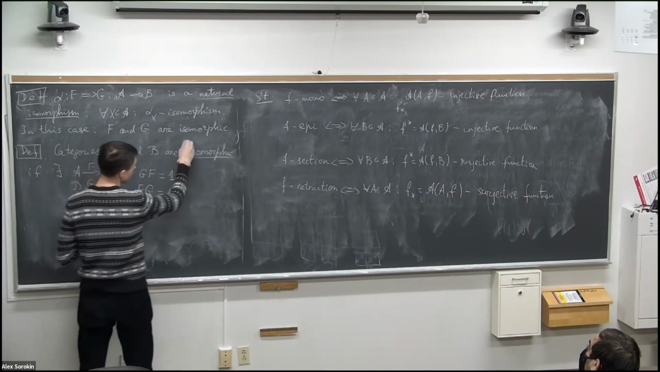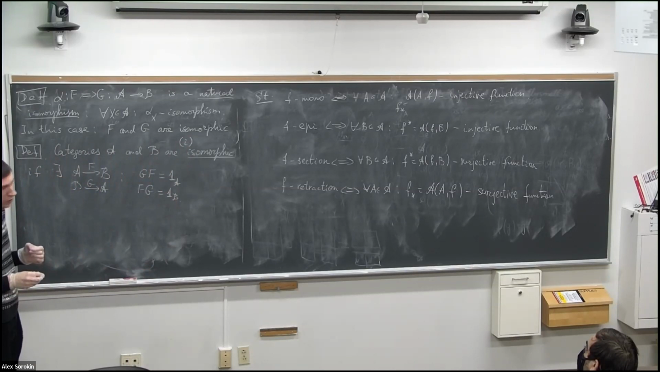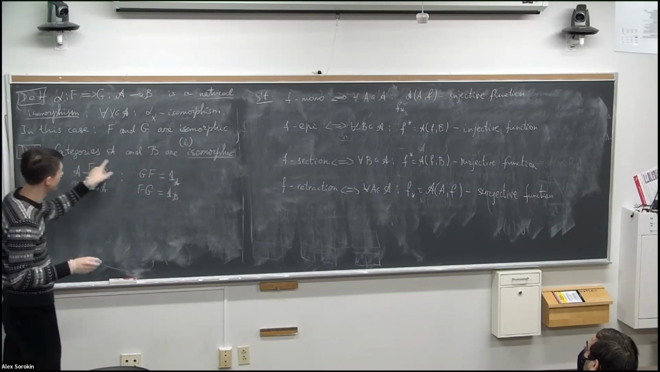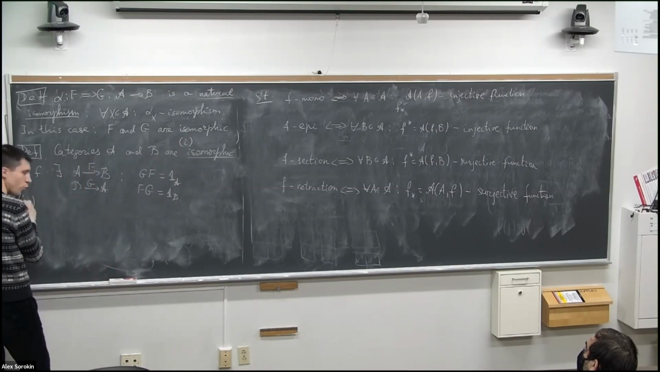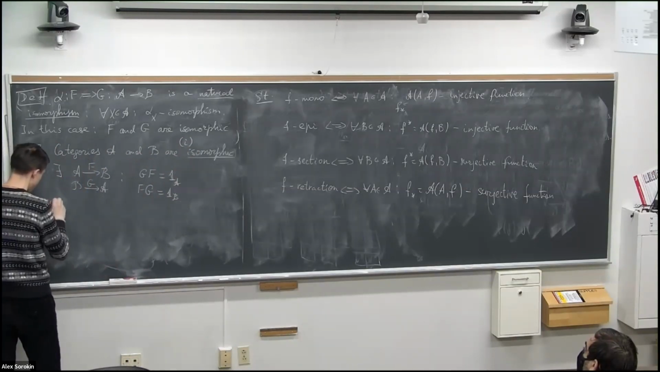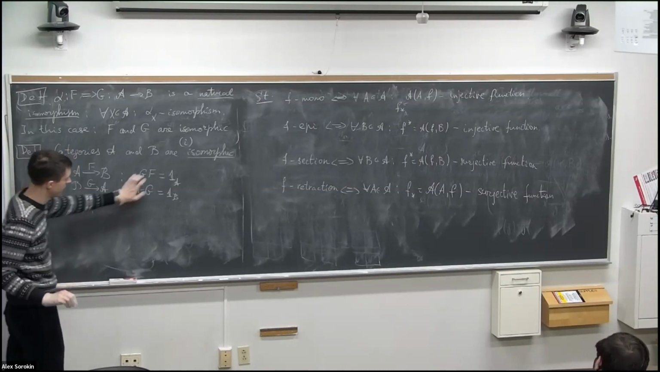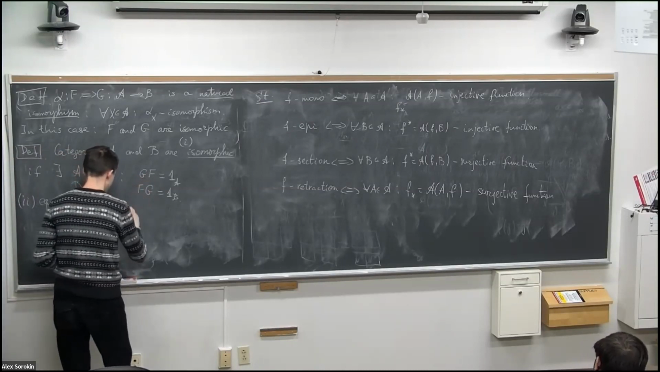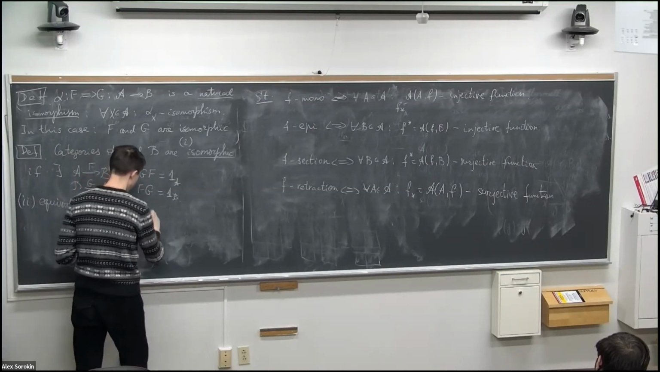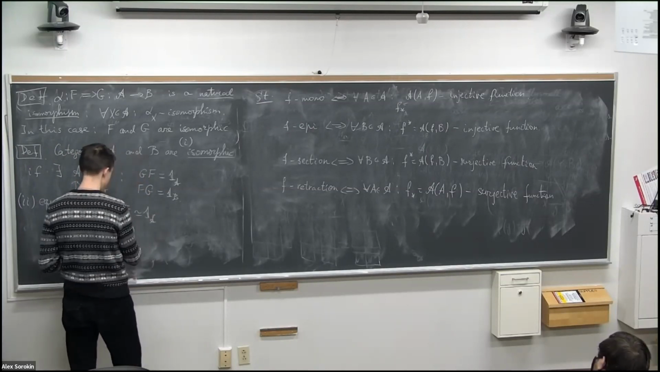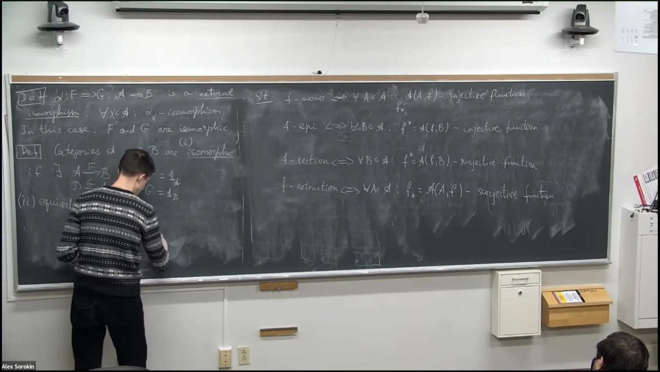Let's put here lower Roman 1. Categories A and B are first isomorphic, second equivalent: GF is isomorphic to 1 sub A, and FG is isomorphic to 1 sub B.